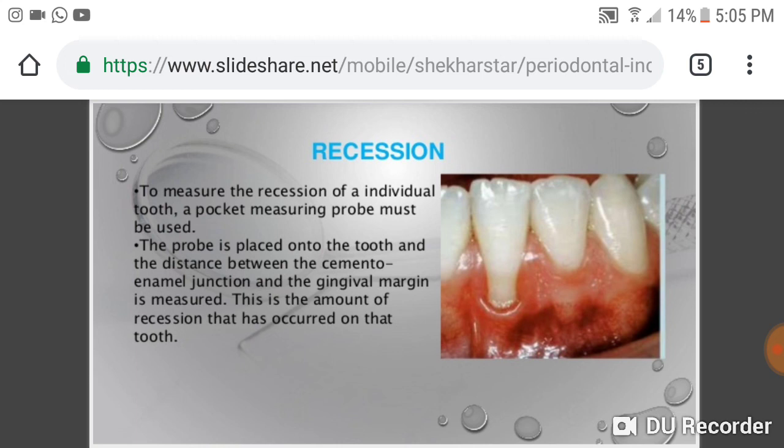Recession. To measure the recession of an individual tooth, a pocket measuring probe must be used. The probe is placed onto the tooth, and the distance between the cemento-enamel junction and the gingival margin is measured. This is the amount of recession that has occurred on that tooth.